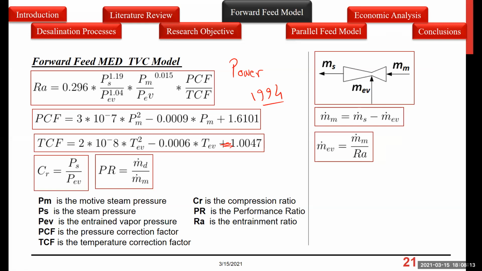So RA, or the entrainment ratio, which is defined as m dot motive divided by m dot entrained vapor, is equal to a constant, times PS to a power, divided by P entrained vapor to a power, times PM to a power, divided by entrained vapor, and then multiplied by a pressure correction factor and a temperature correction factor, where the pressure correction factor is given as a function of motive steam pressure. The temperature correction factor is given as a function of the entrained vapor temperature.